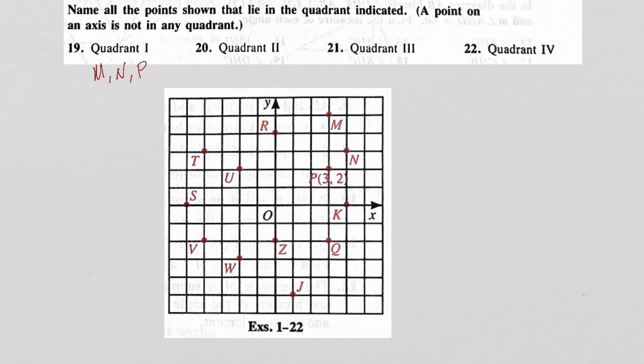Quadrant 2 is over here, so we just go counterclockwise. So quadrant 2 has T and U. S and R are on the axis, so they're not in there. Quadrant 3 is down here, so V and W. And quadrant 4 is down here, so K is not on it, so just Q and J.